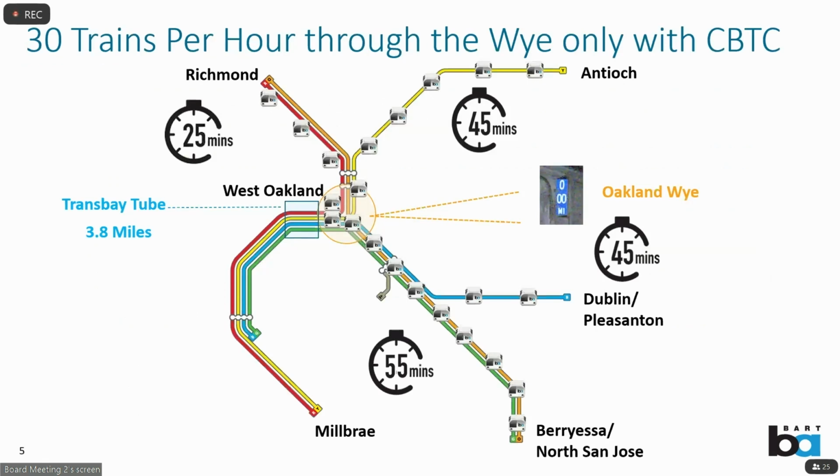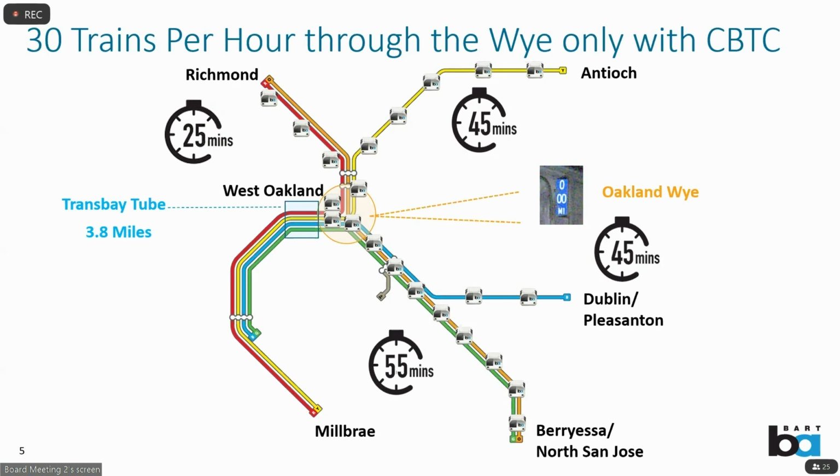Now, here's the big picture. How and where the trains are going to line up through the Y to get 30 trains within an hour to the Transbay Tube. We take a look at Richmond at the top of the screen. It takes about 25 minutes to get to West Oakland. So there would be about 4 trains between the end of the line and the start of the TBT, and this line will continue to feed trains into the Y during that hour.